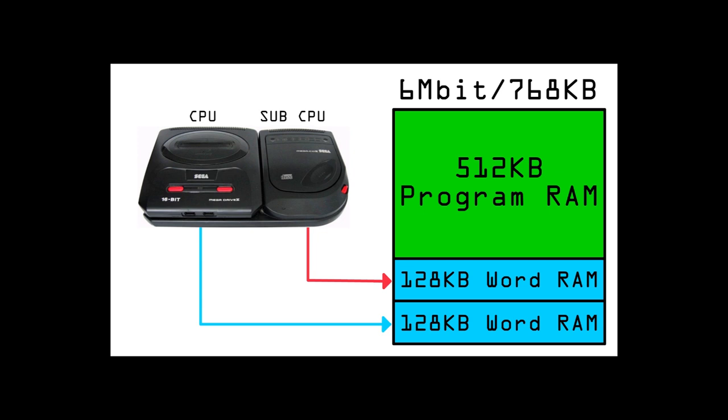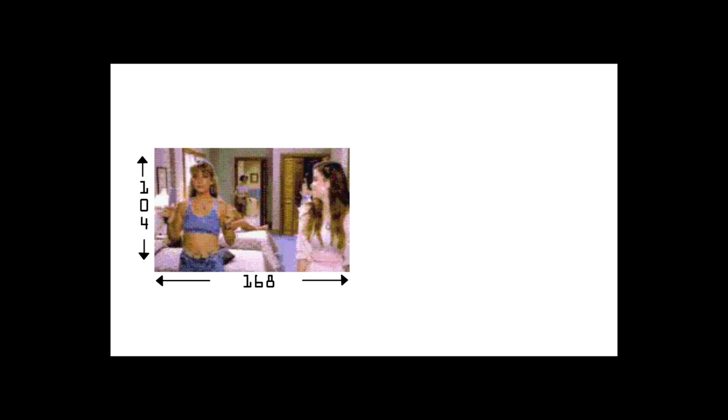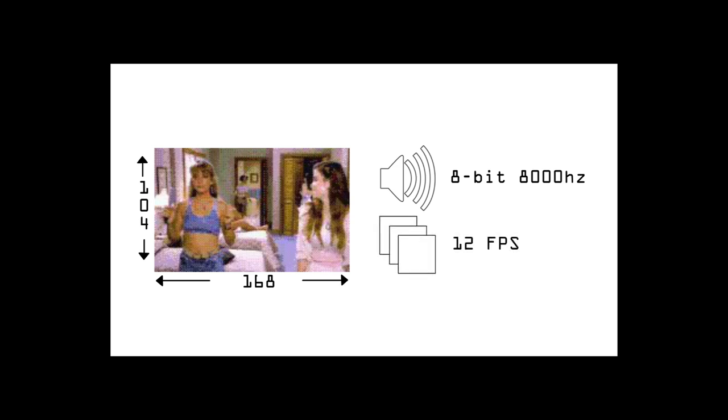Let's create a fictional example of what 1M mode could be used for. I'll base it loosely on an existing game, but to remove complexity will ignore any clever codecs and coding tricks. Let's take Night Trap's video. This is shown at a resolution of 168 by 104. We'll pretend Night Trap's audio is 8-bit at 8000 Hz. We'll also say that Night Trap's video is running at 12 frames a second.